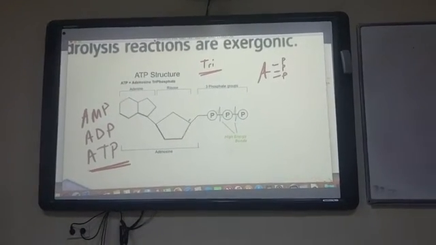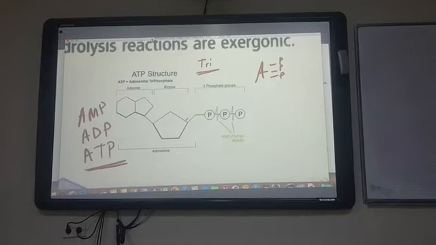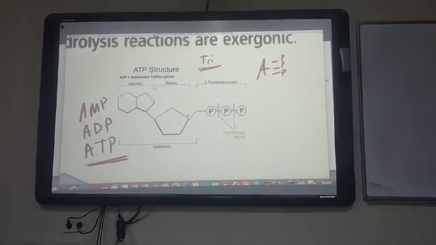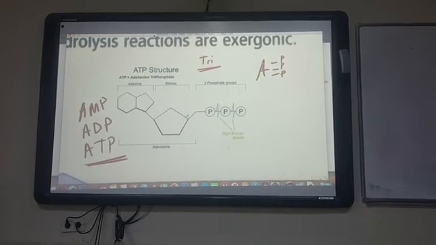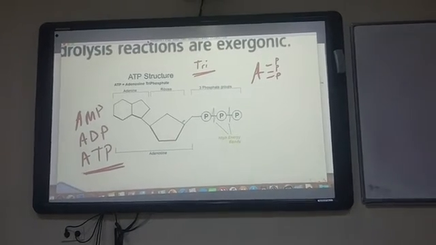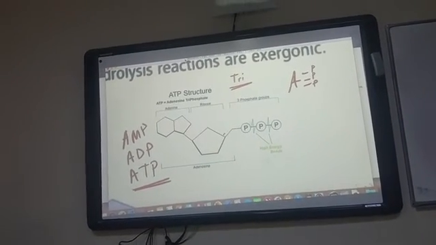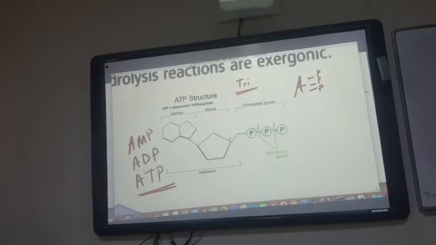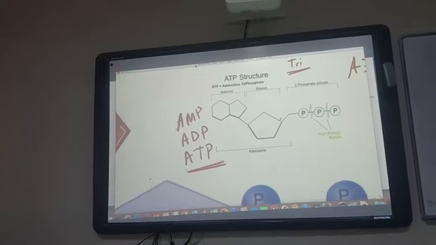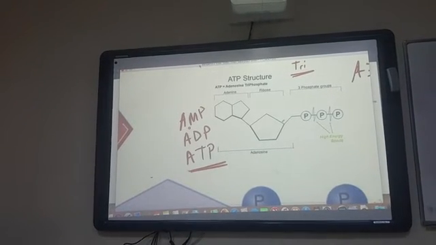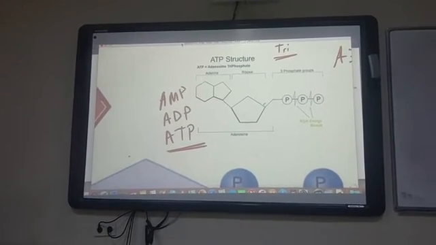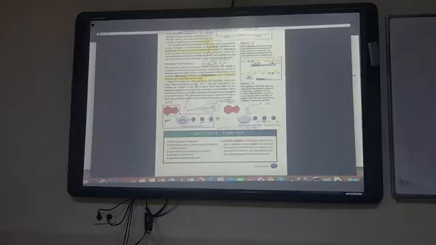ATP has 3 phosphate groups because it is adenosine triphosphate, tri meaning 3. When one phosphate group is left off, it becomes ADP, adenosine diphosphate. Another one also, mono: adenosine monophosphate. Adenosine monophosphate, diphosphate, and triphosphate.